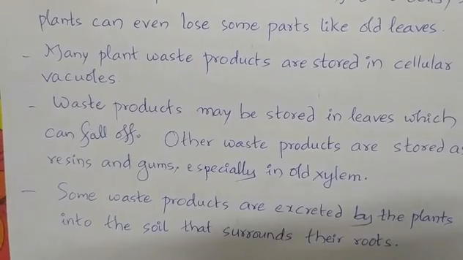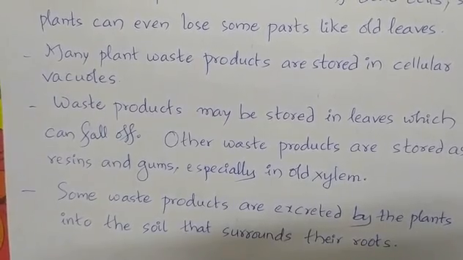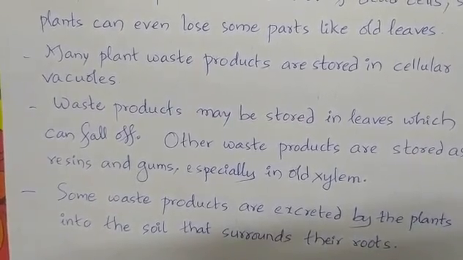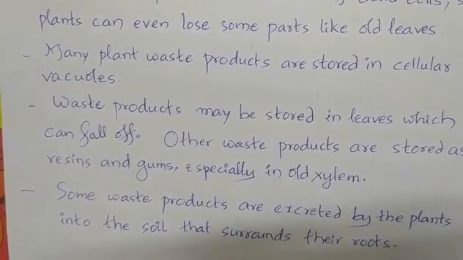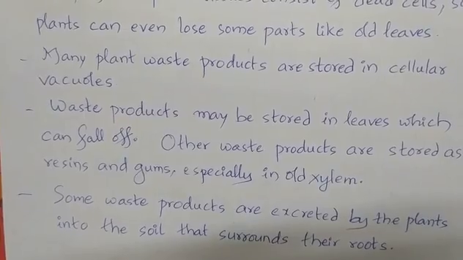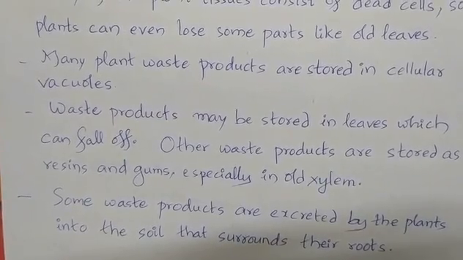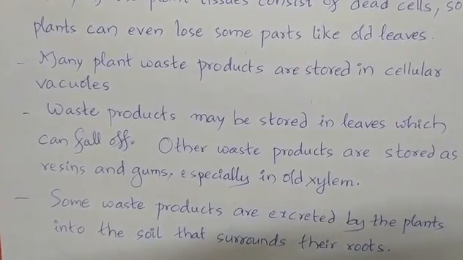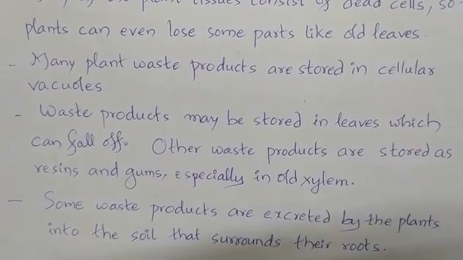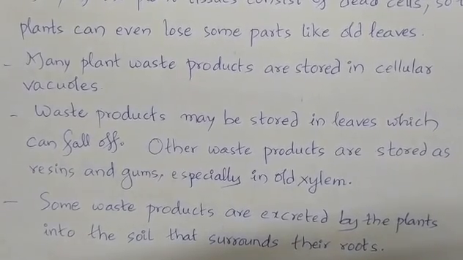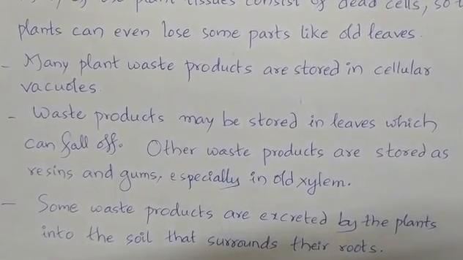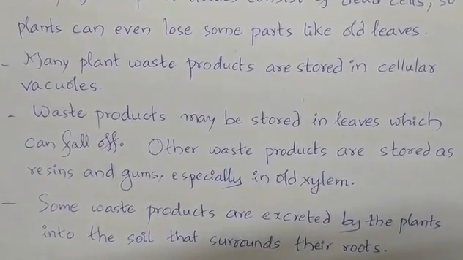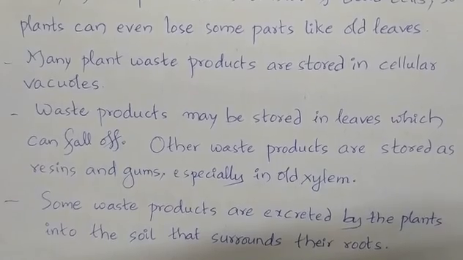With this, the chapter is completed, but we are left with the explanation of certain experiments regarding photosynthesis. How can you prove that carbon dioxide is necessary for photosynthesis? How can you prove that light is necessary for photosynthesis? How can you prove that chlorophyll is essential for photosynthesis? These experiments we will discuss in the next class.